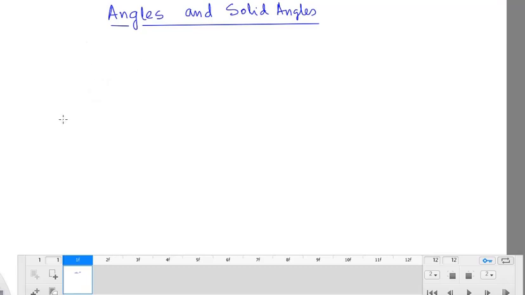You take a point P and draw two straight lines. This is one and this is the other. Now I need to measure the angle between these two straight lines. Suppose this angle is theta.